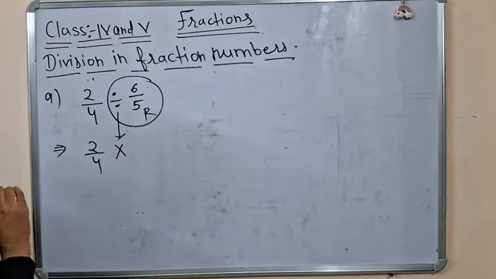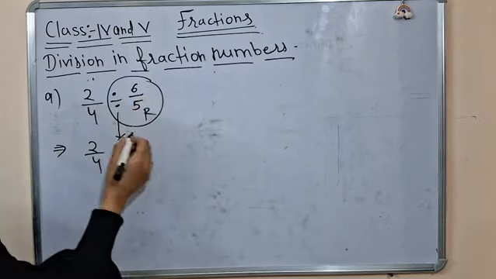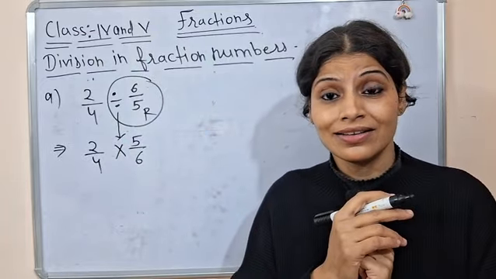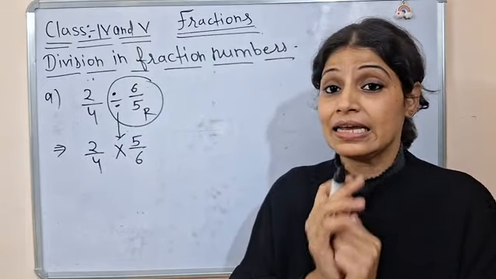And the reciprocal of 6 upon 5 will be 5 upon 6. So doesn't this become something like the multiplication of fractions that we learned yesterday? And you know very well how to solve that. Right? It's not difficult at all.